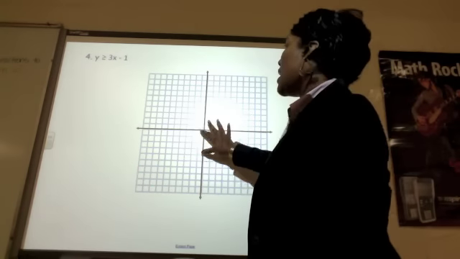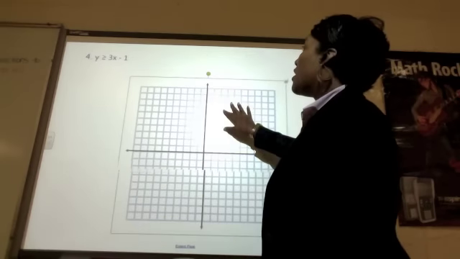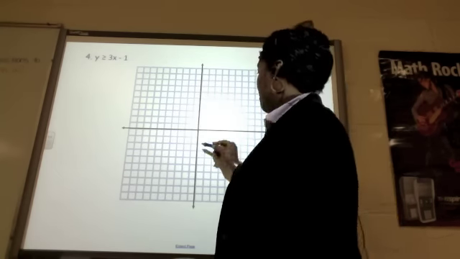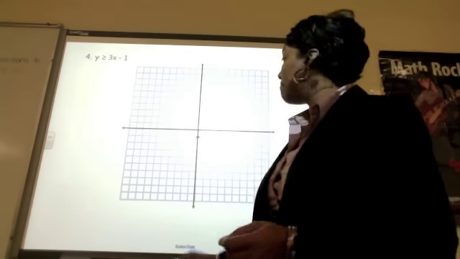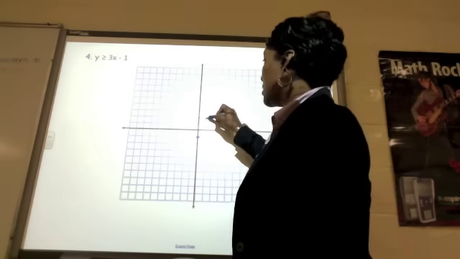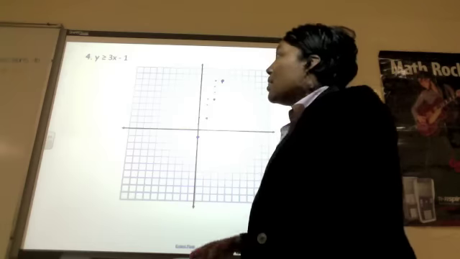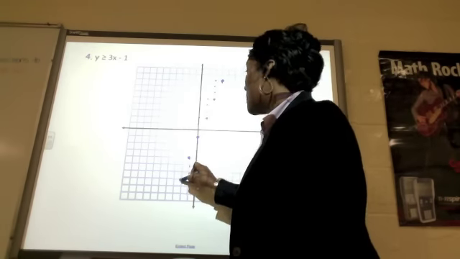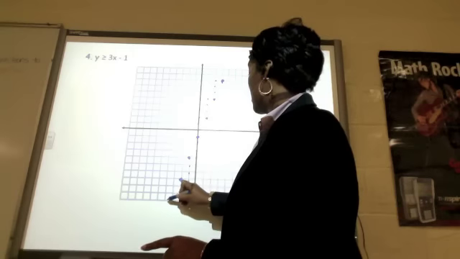All right, so here again, we have negative 1 is my y-intercept. So that's going to be the first point that I plot. Okay, my rise is going to be 3: 1, 2, 3. And my run is going to be 1. Okay, let's go the opposite way: 1, 2, 3. The inequality sign says I should have a solid line.